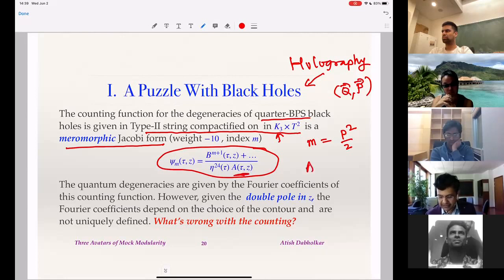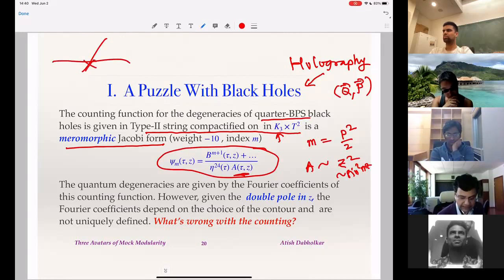And if you remember, A goes as z squared. Actually, it goes as sine squared pi z. So it goes as z squared, and at z equal to 0 it has a zero. And since A is appearing in the denominator, it has double poles in the complex z plane all over the place, at all the images of z equal to 0 by the lattice translation. So this is not the kind of function to which we can apply this theorem on the ring of Jacobi forms, because those were holomorphic functions in z.